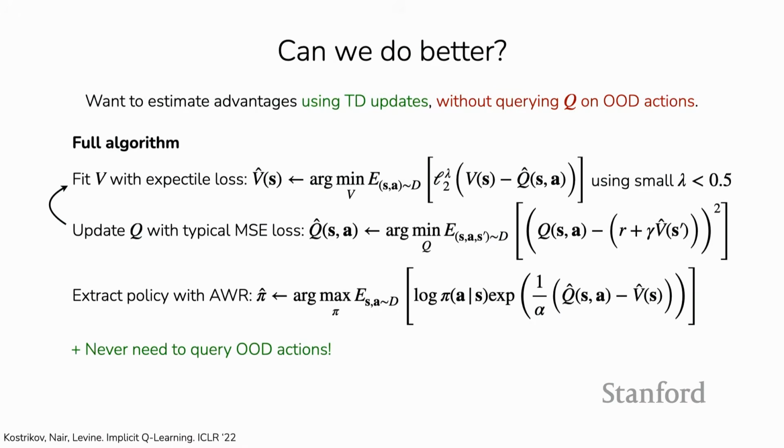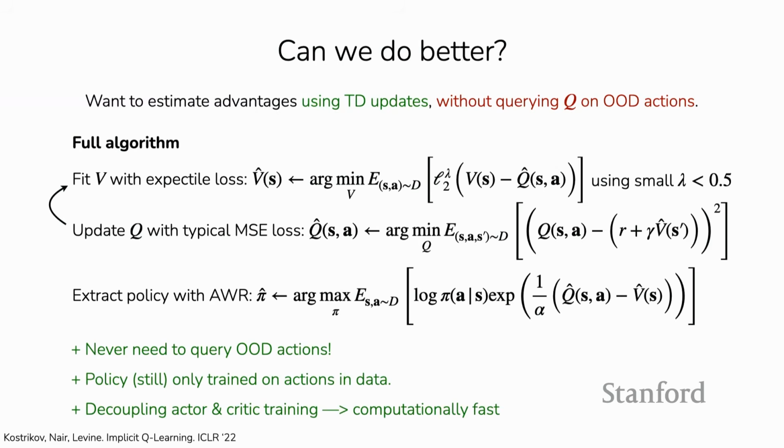So pros of this algorithm, we don't need to query out of distribution actions. The policy is still only trained on actions in the data, and we're decoupling actor and critic training. So we just do this critic training. We're fitting a value function and a Q function on our data. And then once we're done with that, and that's converged or we've done enough training, then we train our policy. Cool. So this is an algorithm called Implicit Q-Learning.